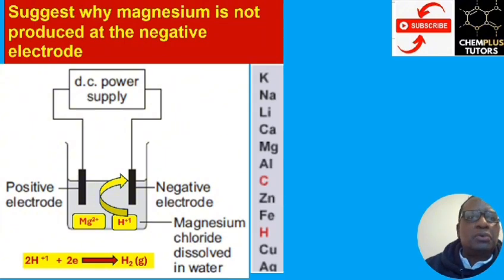So to answer the question, suggest why magnesium is not produced at the negative electrode: the answer is because magnesium is more reactive than hydrogen, and so hydrogen gas will bubble off at the negative electrode. I hope you have learned a lot.